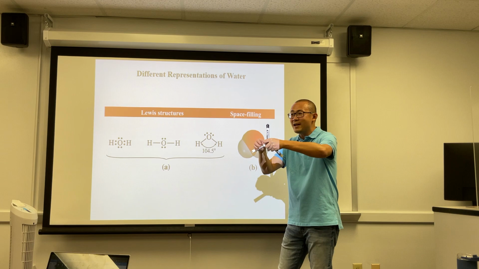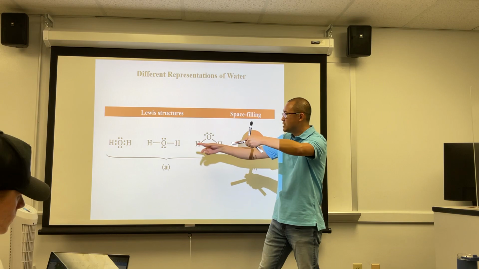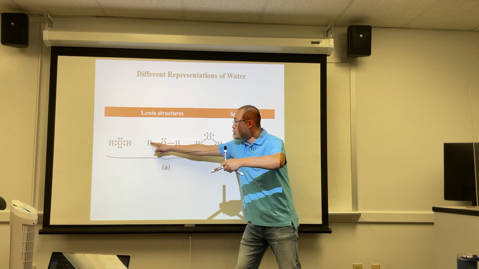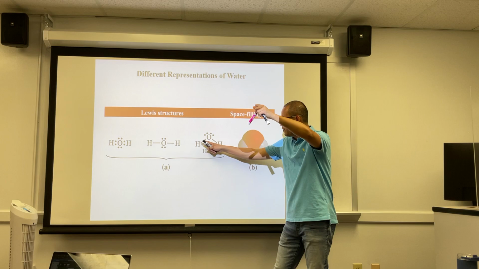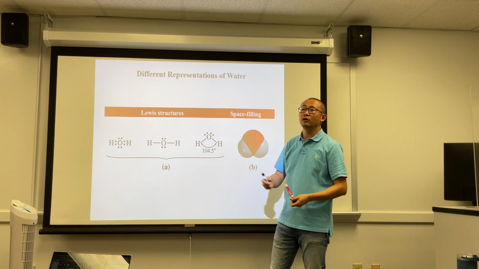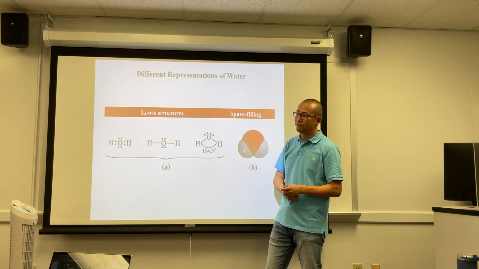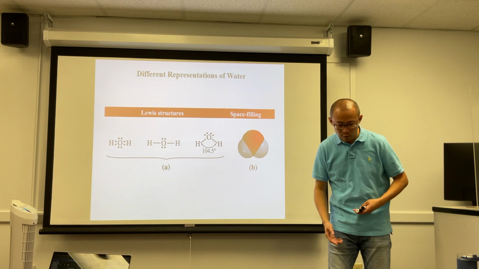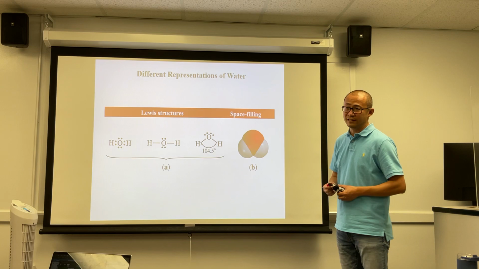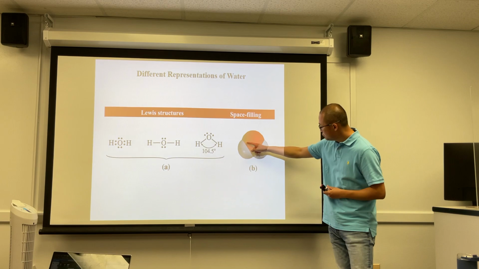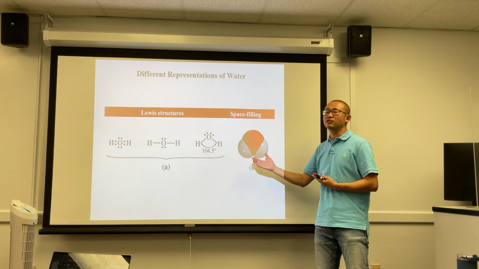Okay, tetrahedral. But in the tetrahedral geometry of these 4 groups, 2 of them are lone pairs. You only have 2 atoms, basically. So if you only look at the 2 atoms, the geometry of water is bent. The bond angle is around 109.5, but because of these 2 lone pairs, it's actually smaller than 109.5. That is why it's around 105 degrees. But again, all you need to know is the 109.5 number for this class. That's why the water molecule looks like this: 2 hydrogens bonded to oxygen in a bent geometry. So again, these are different representations of water.